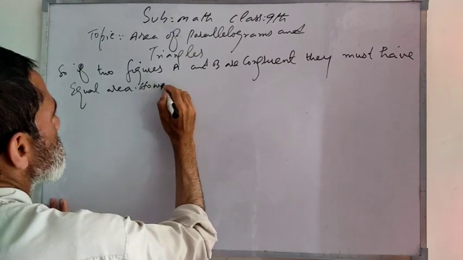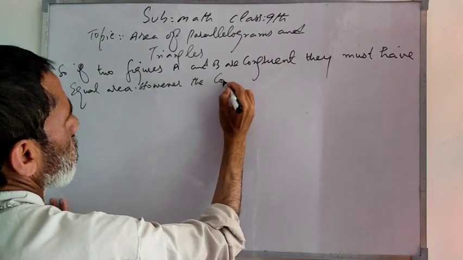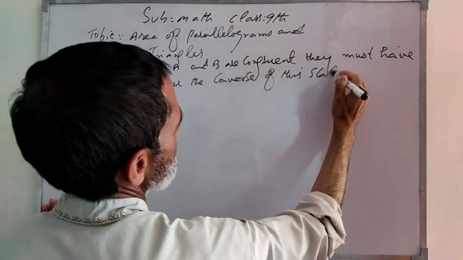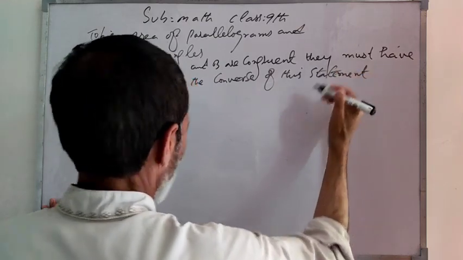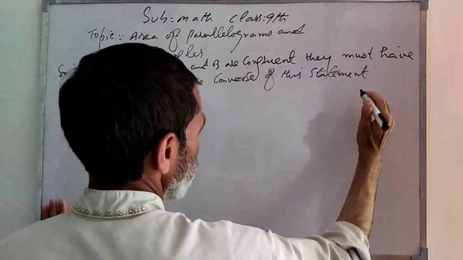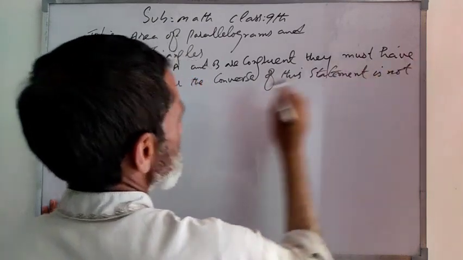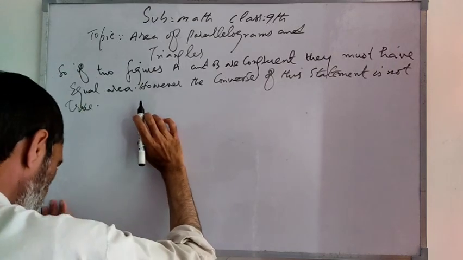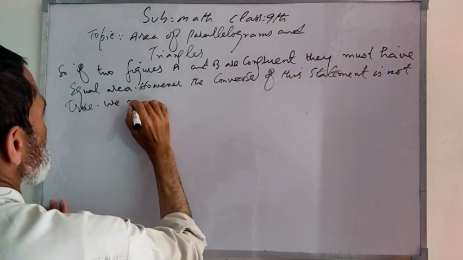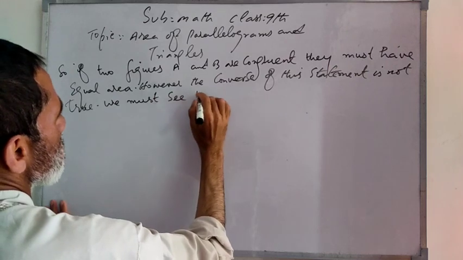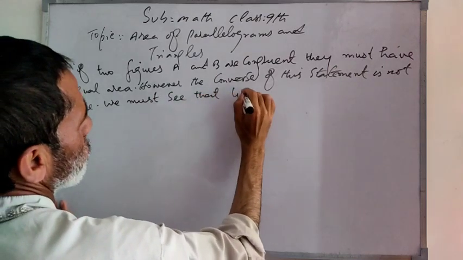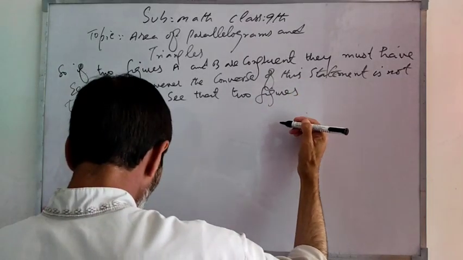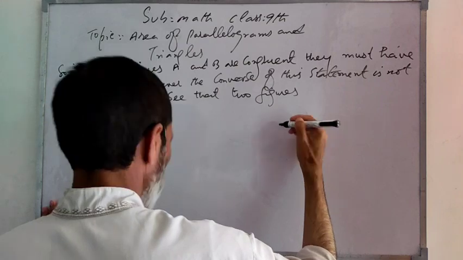However, the converse of this statement is not true. We must see that two figures having equal areas need not be congruent.